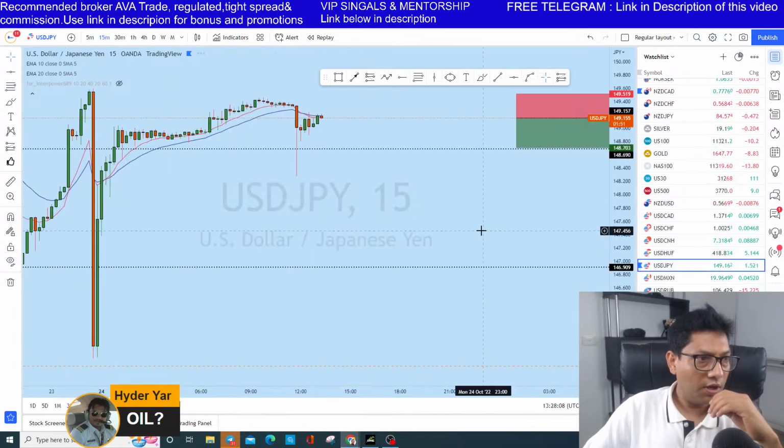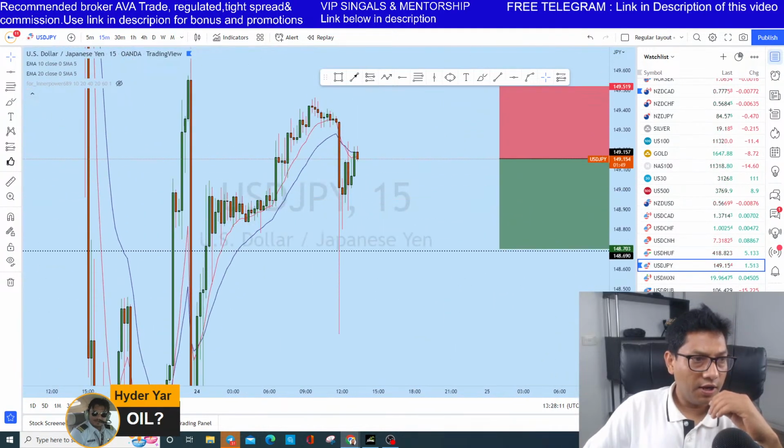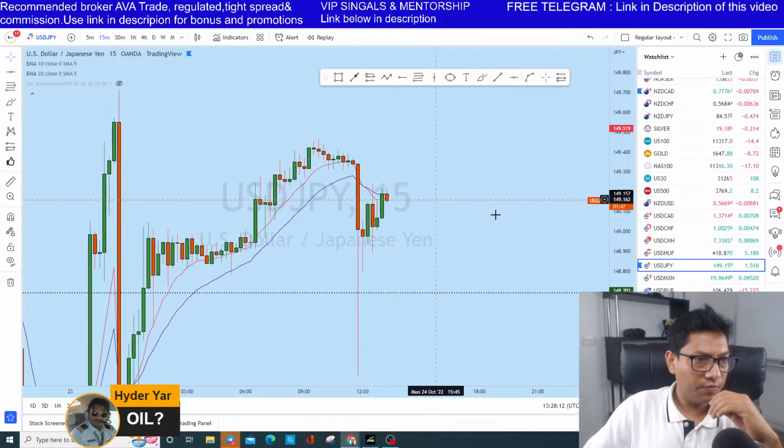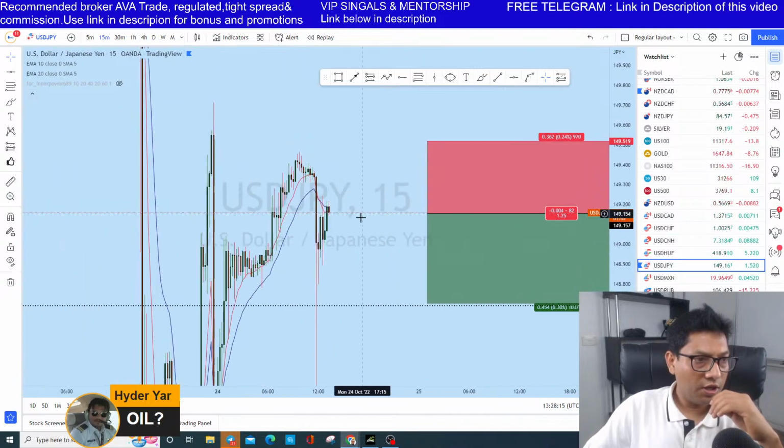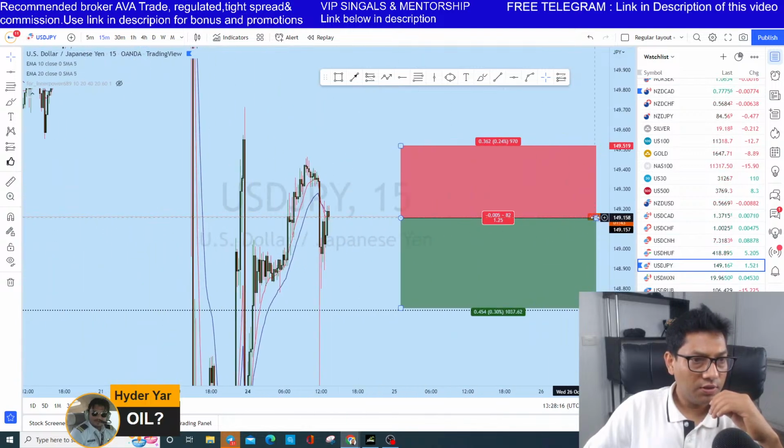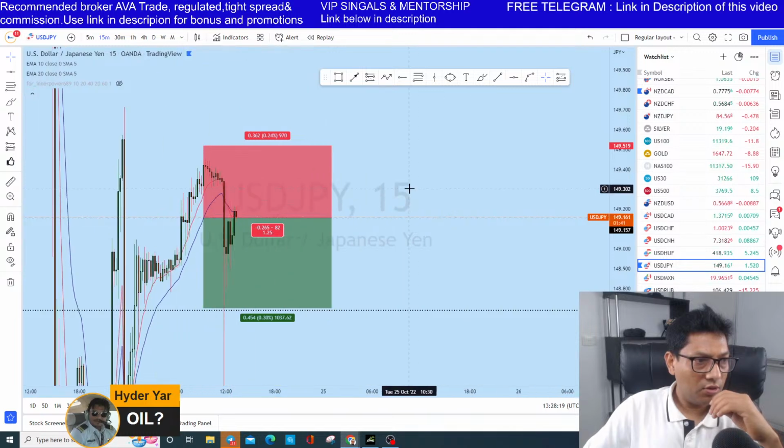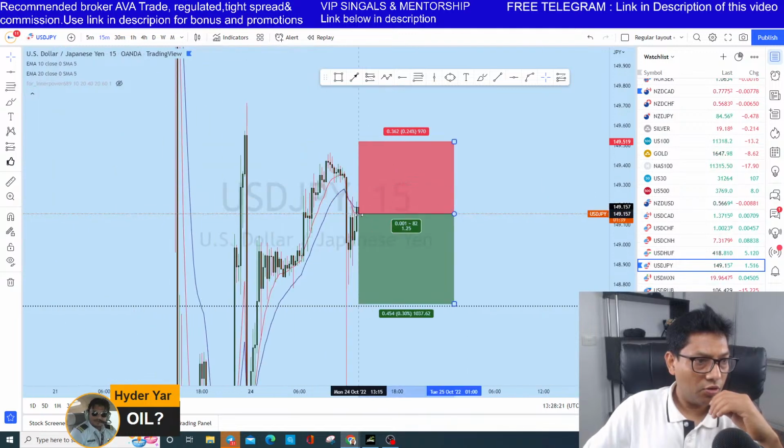So dollar yen again. That's what I need: a doji here, a red doji. If we see dollar yen has formed this red doji, that will be a high probability for a drop.